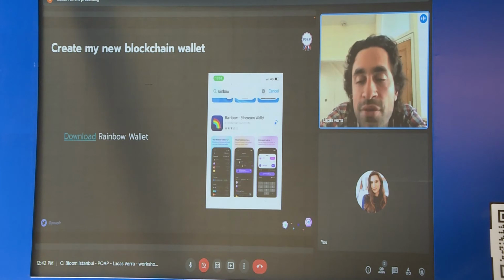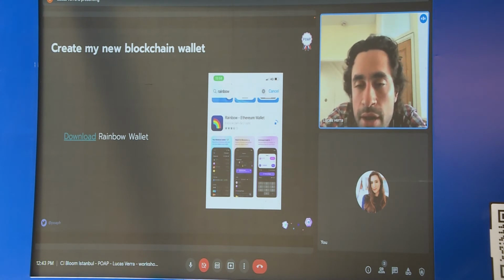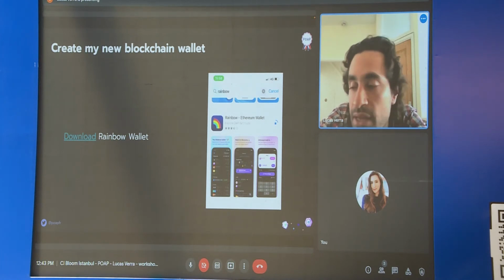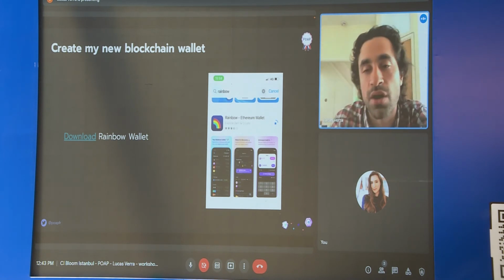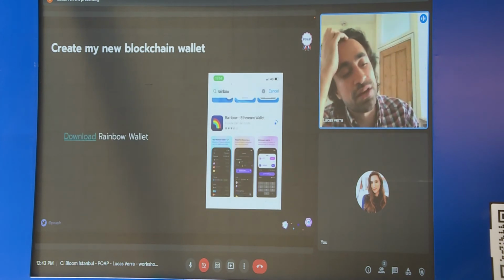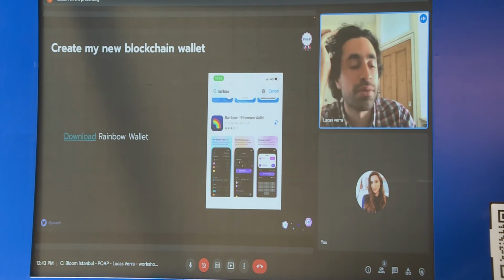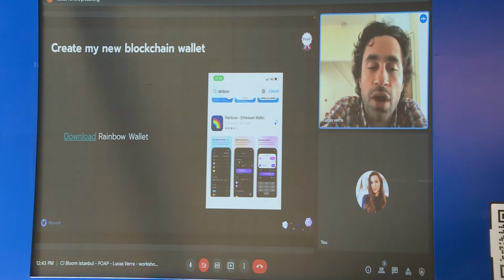Even if you already have a crypto wallet, I encourage you to create a new one with Rainbow, because you will see that it's very intuitive, very friendly, and very visually appealing. So we'll take a couple of minutes now. We'll see some steps, but we'll spend the next 5 minutes, and hopefully I have some interaction with you guys, for you to tell me when you have created your wallet.